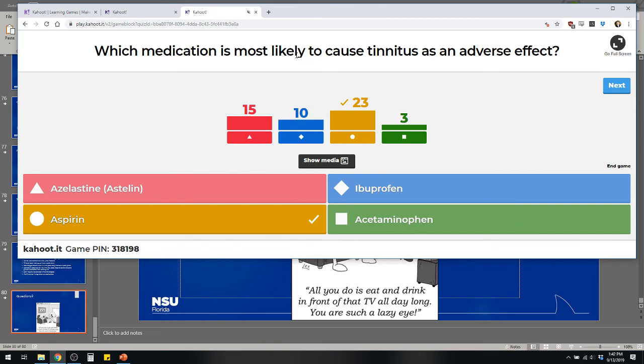Anyway, which medication that causes tinnitus? Aspirin is the big one, right? Some people even get this at therapeutic doses, and it's not necessarily just like a ringing in the ear. It could be a kind of muffled hearing, a muffled sound sort of effect.